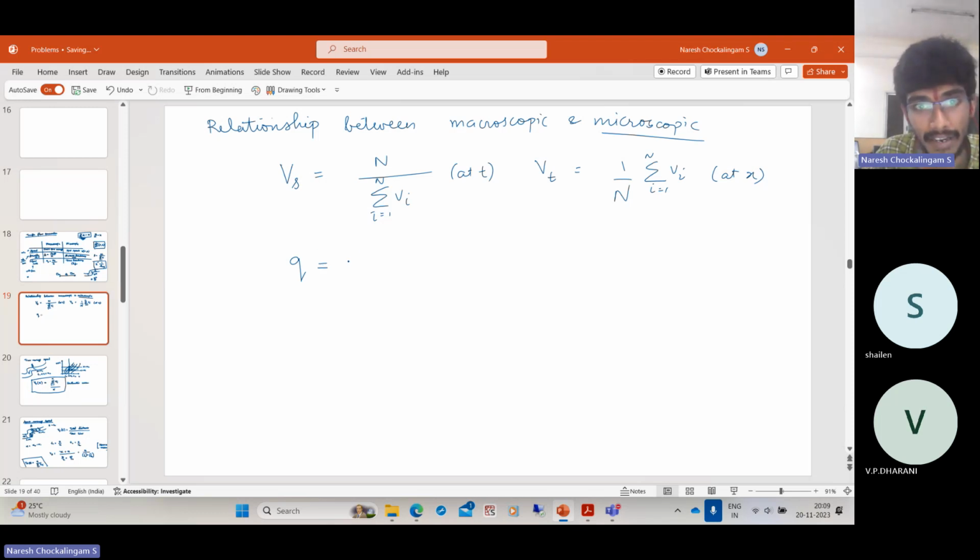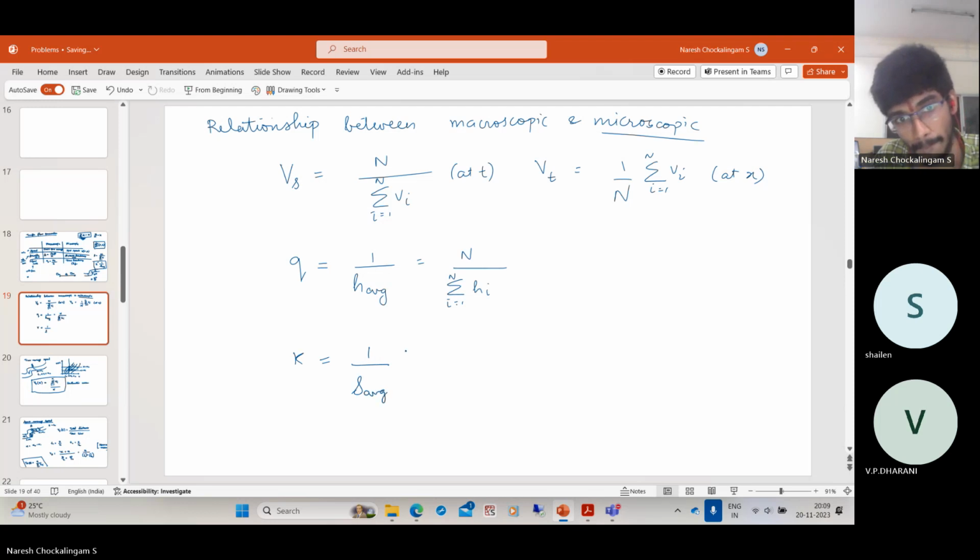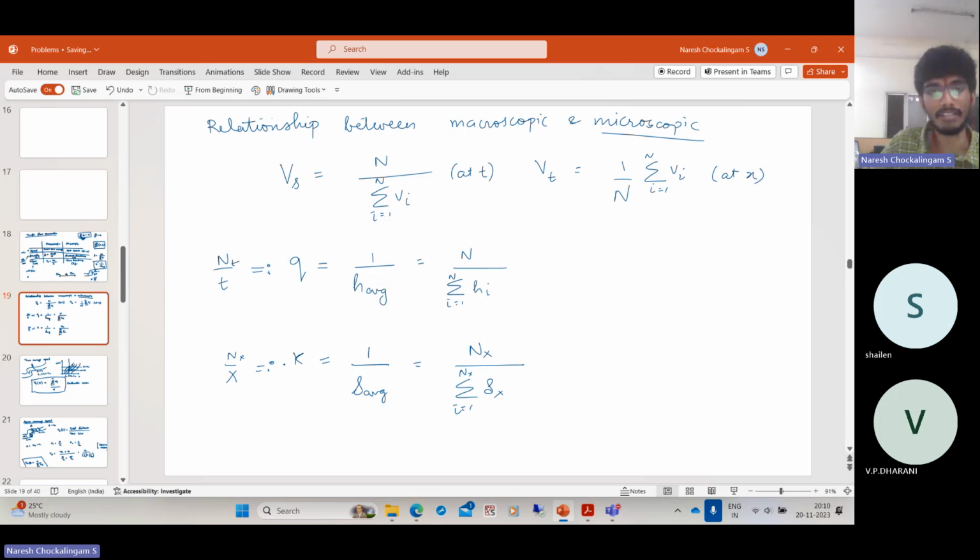Similarly, how is the flow rate given? Flow rate is the inverse of the average time headway, which is n divided by the summation of all headways. And what is density? Density is 1 by the average spacing. So Q is nt by t, and here it is nx by x. The average spacing is the summation over i equal to 1 to nx of the spacing between two successive vehicles, divided by the number of vehicles. These are all the relationships.